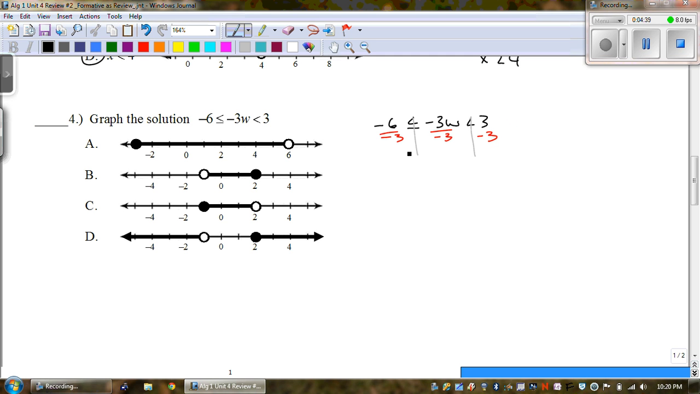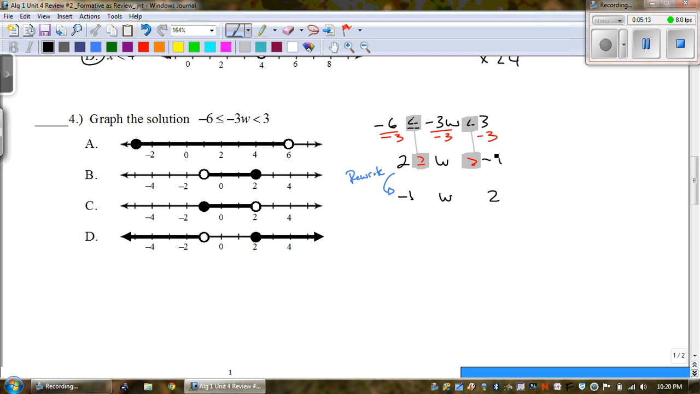-6 divided by -3 is 2, W, and -1. And whenever we divide by a negative, we have to flip the sign, okay? And now there's one last thing, guys. It's not in numerical order, okay? So we're going to need to rewrite this. We always want our numbers from least to greatest.